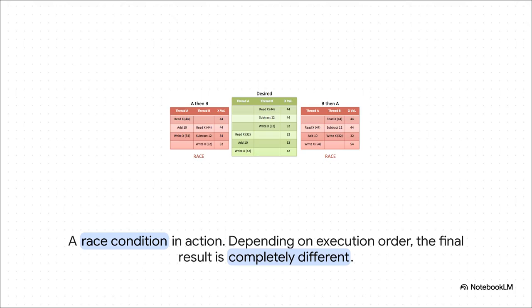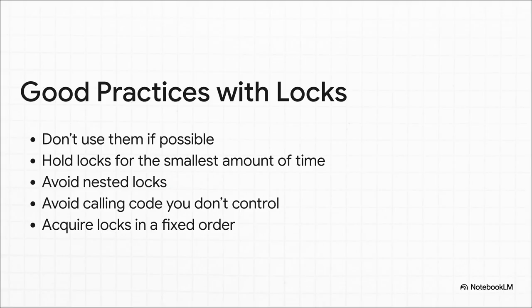It's chaos. Now, the classic solution to this problem is using locks, or a mutex. But as this great advice from a CERN lecture points out, locks should be your last resort. The absolute best way to deal with this is to design your code so you don't need them at all. Maybe each thread gets its own copy of the data. But if you must use a lock, the rules are straightforward. Hold it for the shortest possible time, never call code you don't control while holding a lock, and be super careful about how you use them.